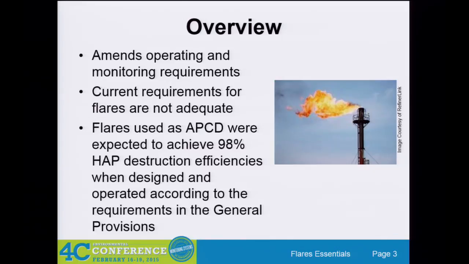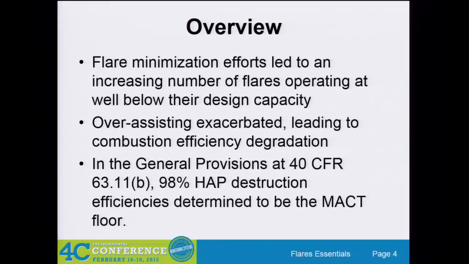One of the big things that the EPA put forth is that they say that the current requirements for flares are inadequate. They basically say if you're just following 60.18, you're not doing everything that needs to be done to stay in compliance with your flare. Since the flare is used as an air pollution control device, you have to get that 98% HAP destruction efficiency. So they're definitely moving down that path of saying, okay, now we're going to put some requirements on it that you're going to have to meet.